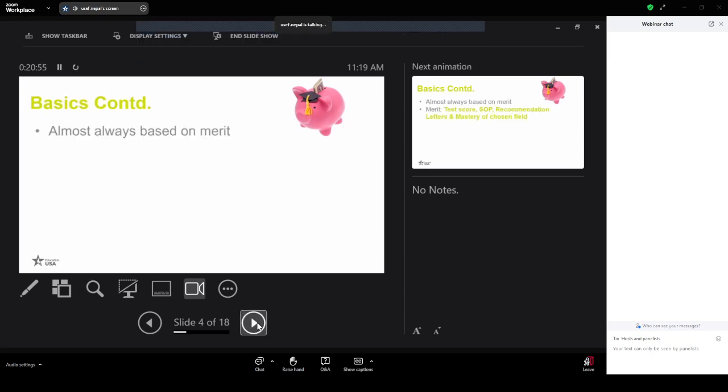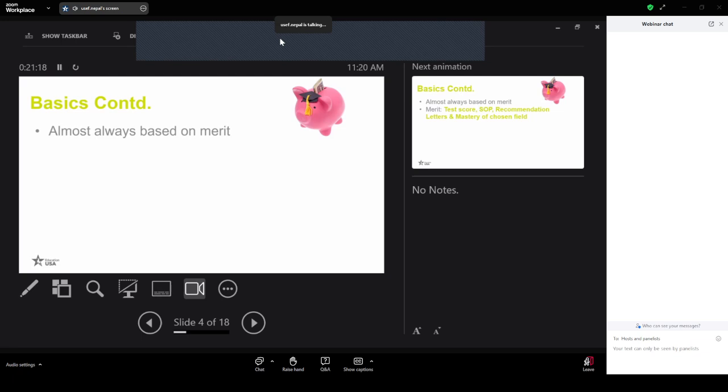So for the grad student, you are given scholarship based on your merit. For undergrad students, sometimes, if a student is needy, they might be given scholarship based on the needs and so on as well, right? But for the grad student, it's always based on merit. So by merit, what do we mean?